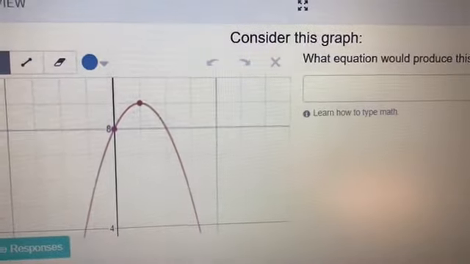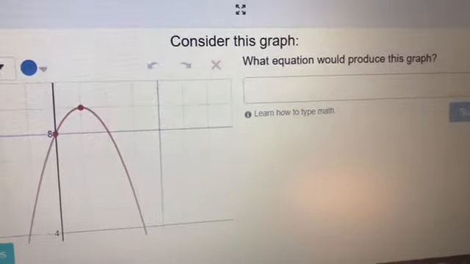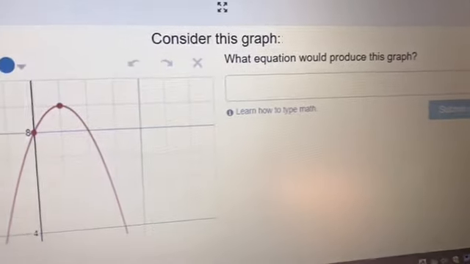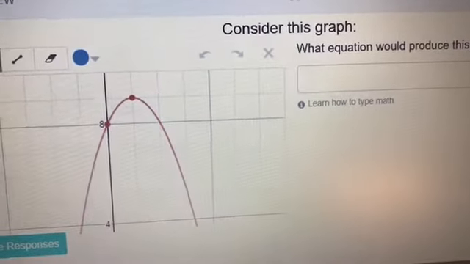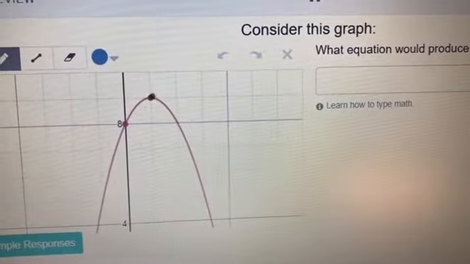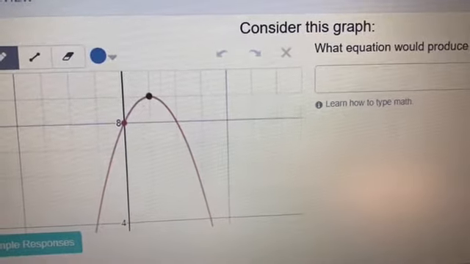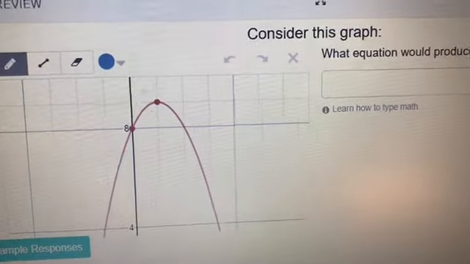This one wants to know which equation is going to produce this graph. So again, you're just going to type in an equation and then push submit. And notice that your vertex is right 1 and it's up 9. See how that's an 8? So this point right here, it's right 1 and up 9 and it's upside down. So you should be able to do this, okay?